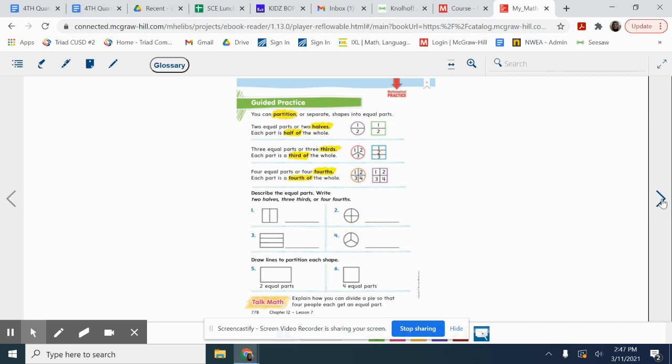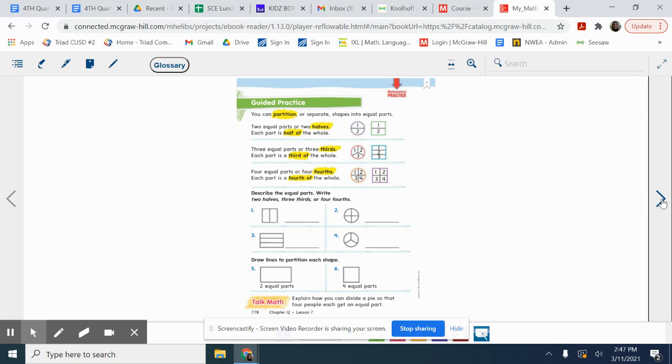The next one, they did four equal parts or 4/4. Each part is a fourth of the whole. They broke the circle up into four equal parts and they broke the square up into four equal parts.